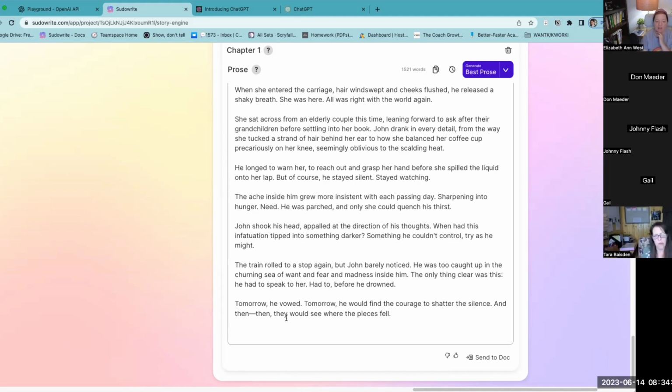Tomorrow, he vowed. Tomorrow he would find the courage to shatter the silence, and then he would see where the pieces fell. So it also is better than Claude doesn't have bowitis as bad as ChatGPT does. ChatGPT likes to tie everything up into a little bow, where it would be like, little did he know his life would change forever once he finally mustered the courage to talk to her. Claude sometimes does that, but it doesn't do it all the time.